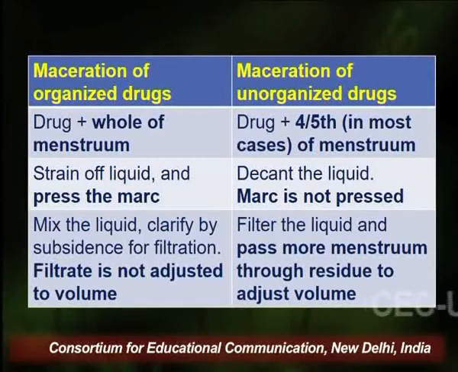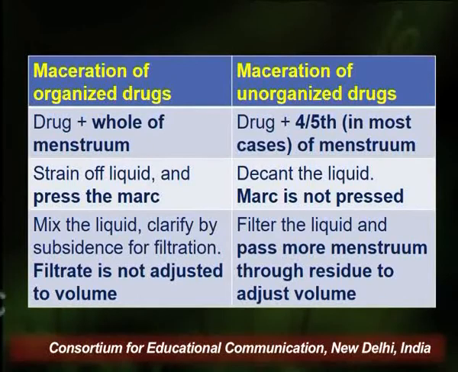Now we know that drugs can be of two categories depending upon the presence or absence of cellular components. When the cellular components are present, we call that drug an organized drug, and where the cellular components are absent, we call it an unorganized drug.